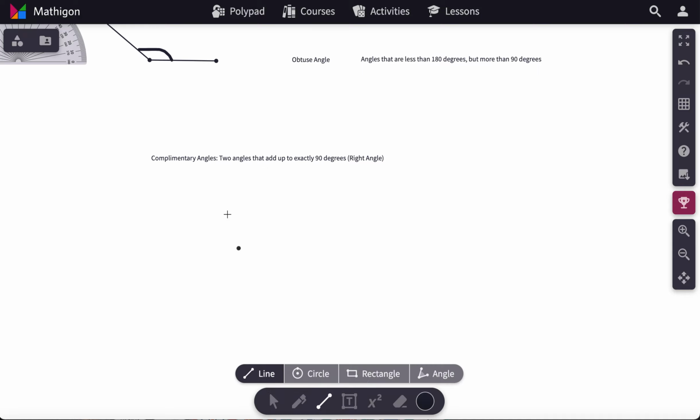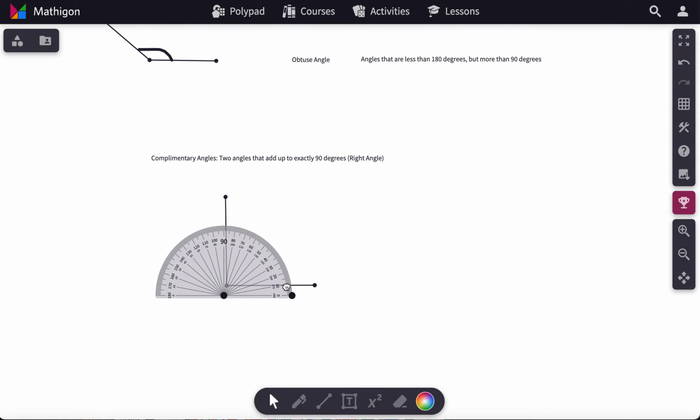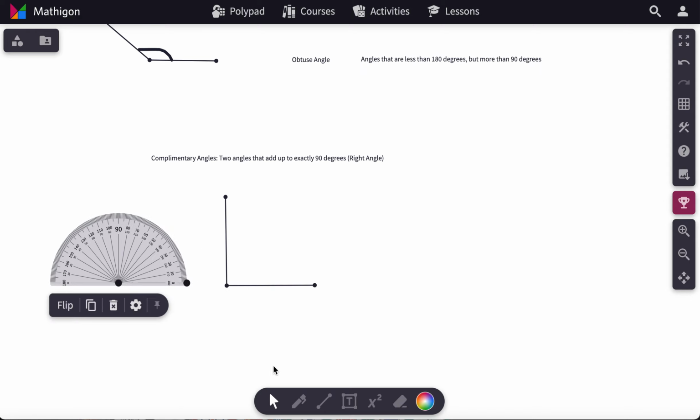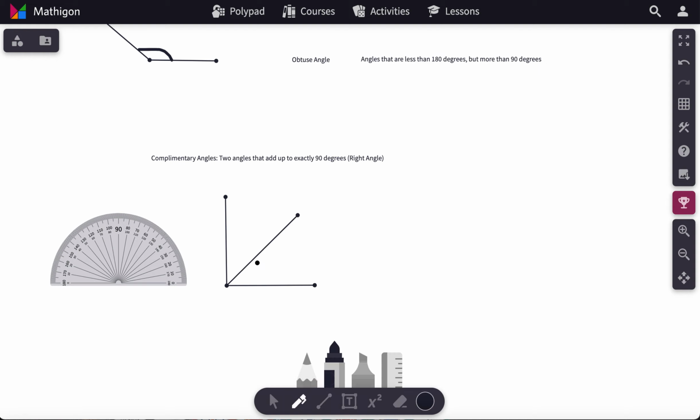If I was to create a right angle right here, I'm going to create a direct right angle, and we can always double check that's a right angle by lining up our protractor. Yes, looks good. Looks like I drew a pretty good right angle. And a complementary angle would be two angles that, when added up, are going to equal 90 degrees. So you can see here that I've created one angle right here, but I've also created one angle right here.